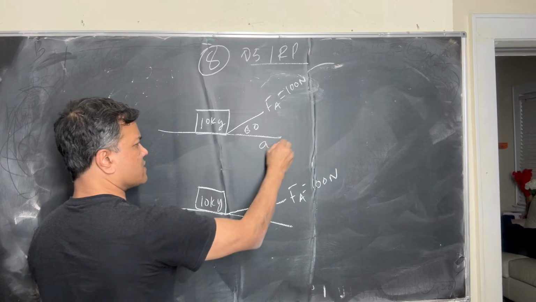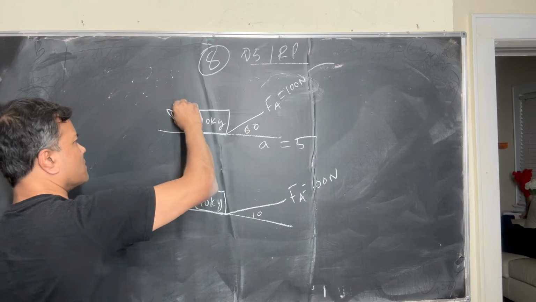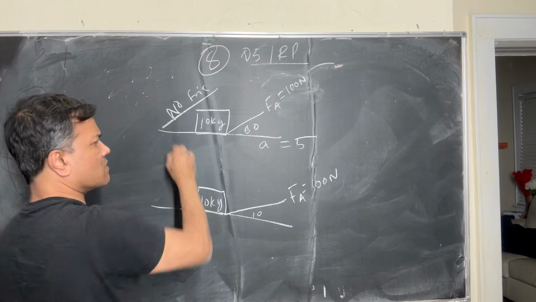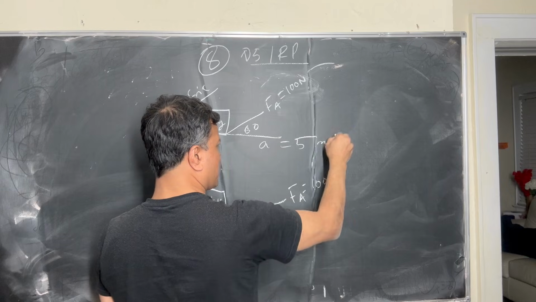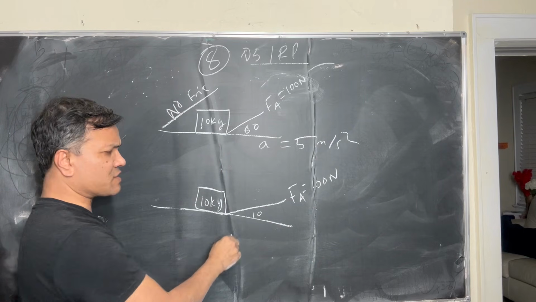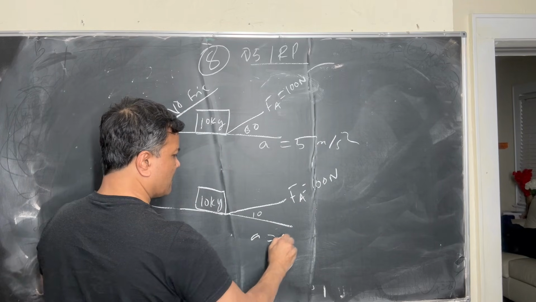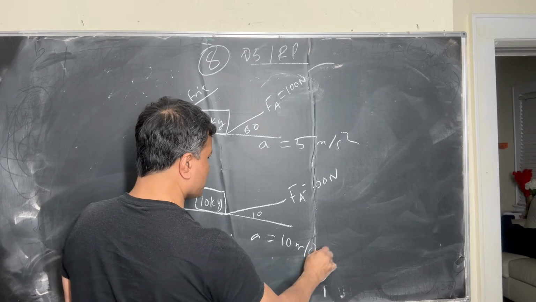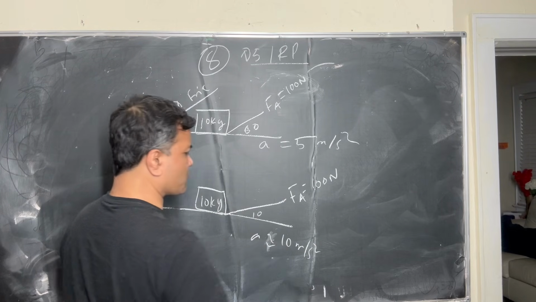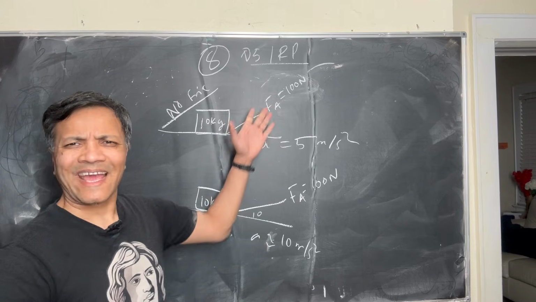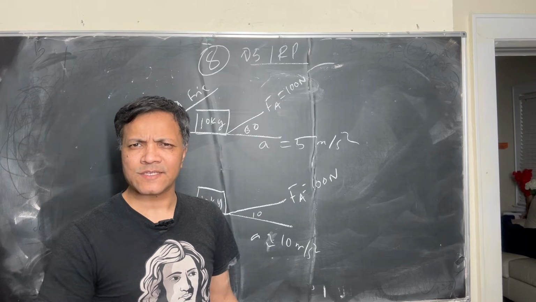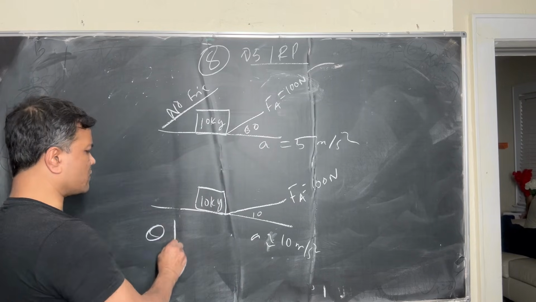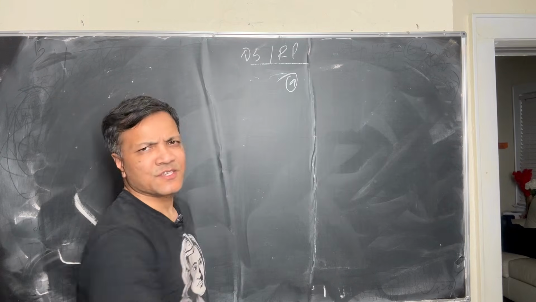So acceleration in this case is going to be 5 meter per second squared, no friction. In this case, acceleration is going to be double, 10 meter per second squared, or approximately double, very close to 10. So what do you see? Decrease angle, acceleration increases. Angle goes down, acceleration goes up. Takes us to problem number 9.